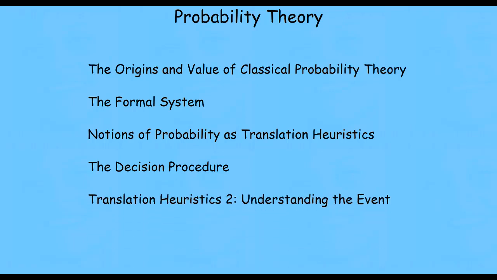Now, because there isn't an effective decision procedure, how we translate problems from the real world or from our descriptions that we get in our exercises is going to be very important in helping us to figure out the nature of the event, its underlying structure, and hence how to apply our decision procedure to that event in order to calculate the probabilities in a good and efficient fashion.